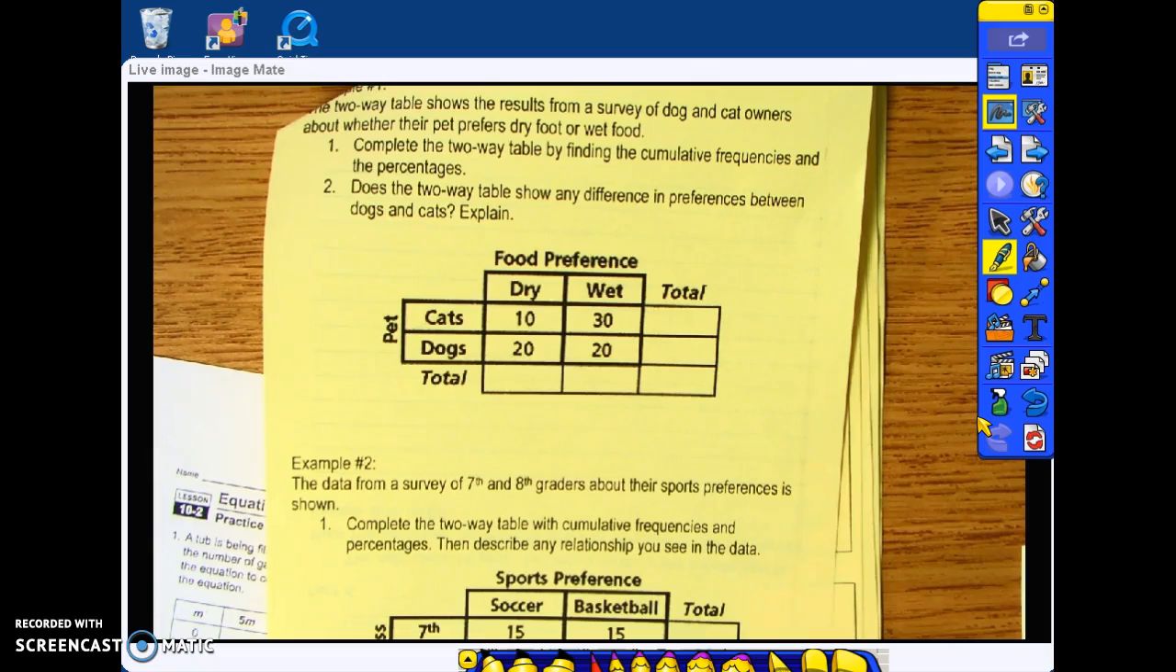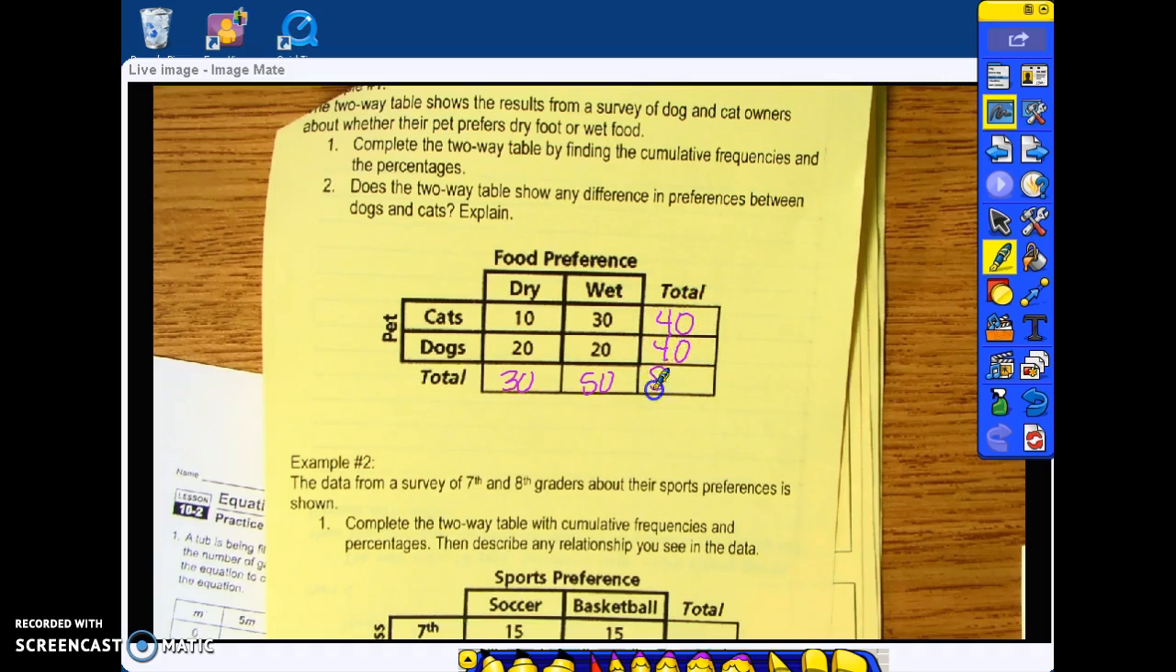So to find the total number of animals that prefer dry food, we add 10 plus 20, which is 30. And to find the total that likes wet food, we add 30 plus 20, which is 50. We surveyed pet owners of 40 cats and pet owners of 40 dogs to have a total of 80. And if you see, our total of dry versus wet also added up to give us 80. So we've completed our two-way table by finding the cumulative frequencies.